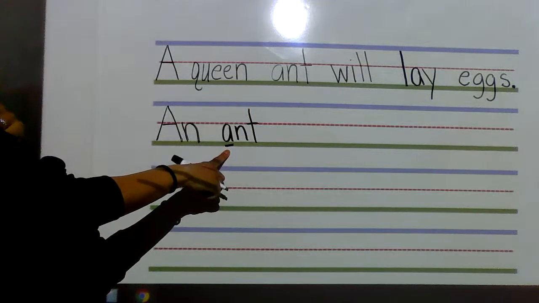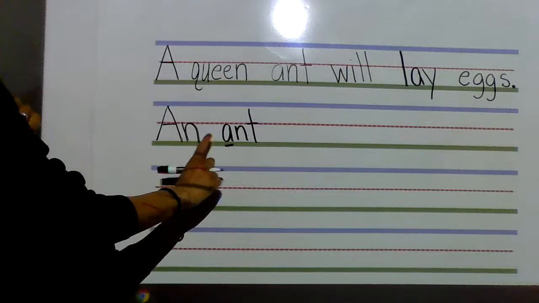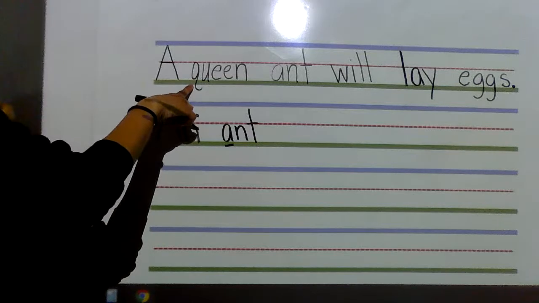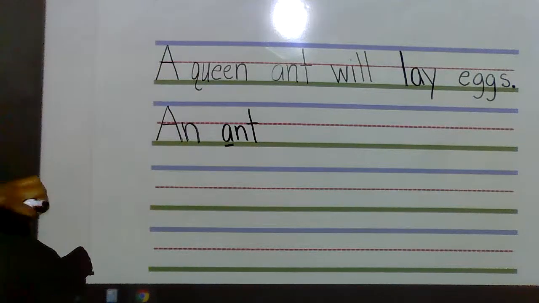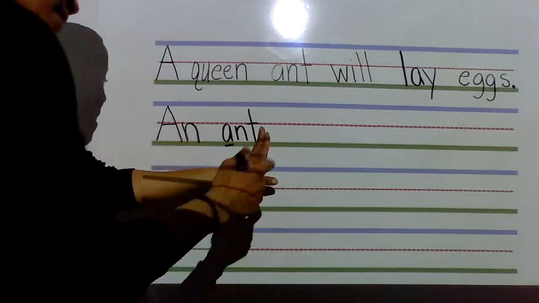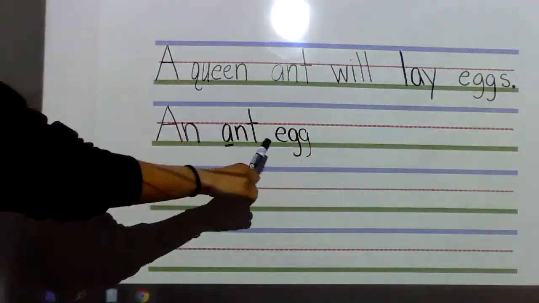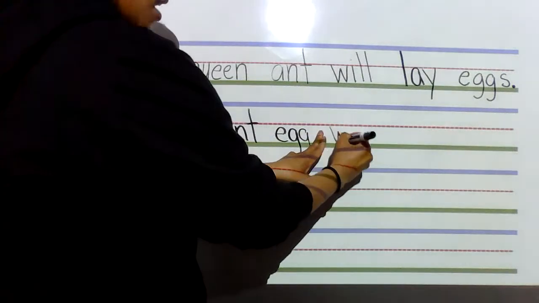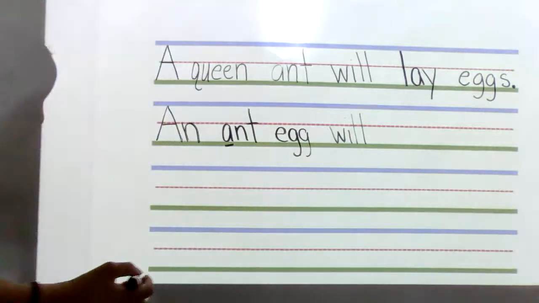A, E, I, O, U are vowels. So if I have a word before a vowel, I'm going to use an instead of A. Q is not a vowel, so I use A. A is a vowel, so I use an. Okay, so that's why I'm using an instead of a. And ant, egg, and an egg will, there goes that will again. Can you spell it for me? W-I-L-L. Good job. Thank you.